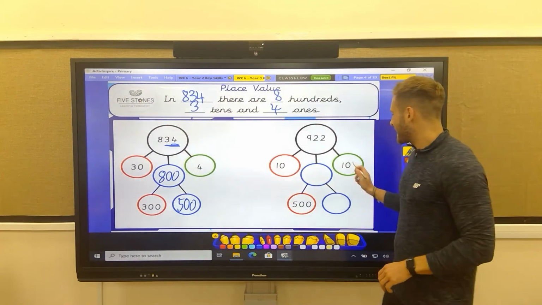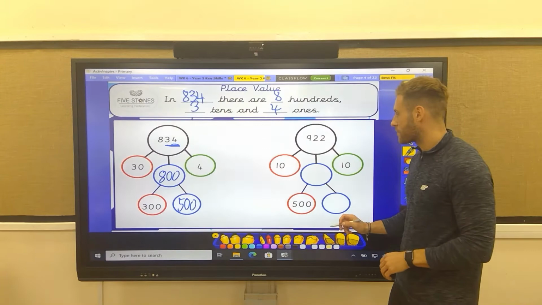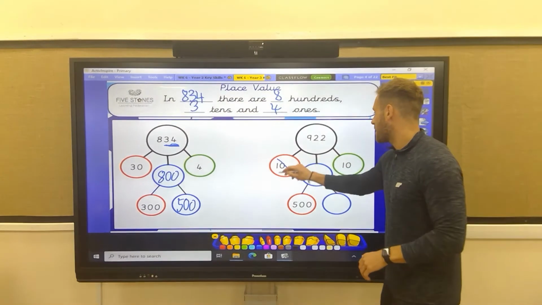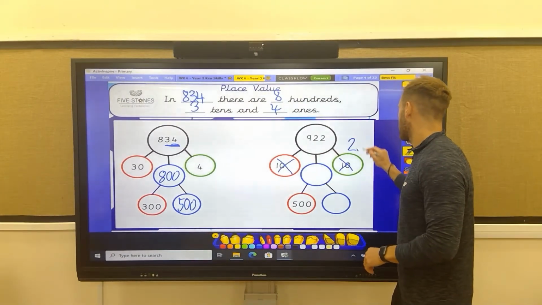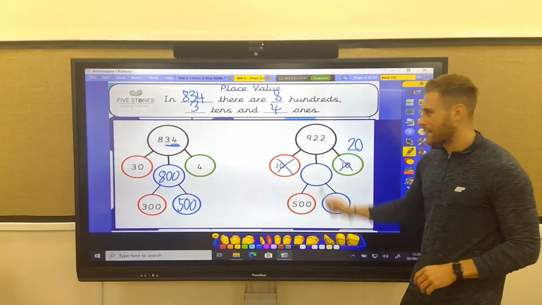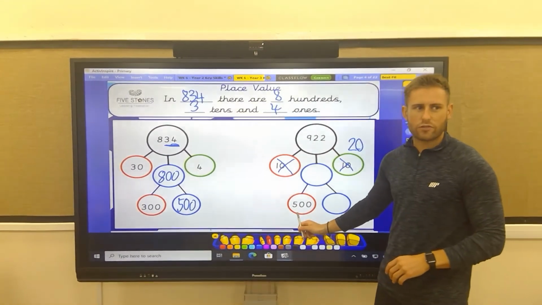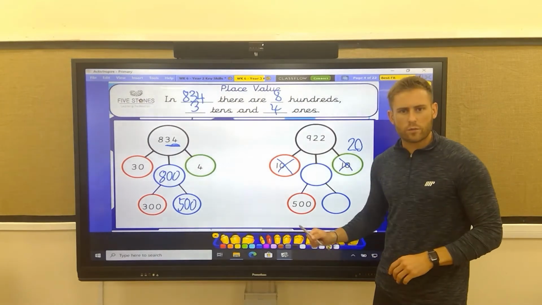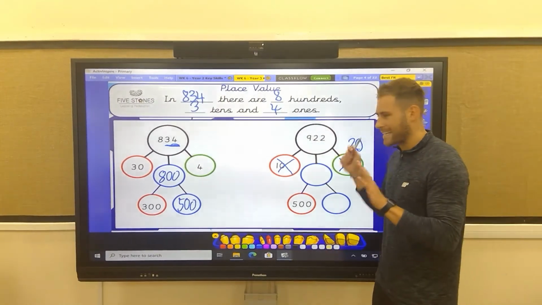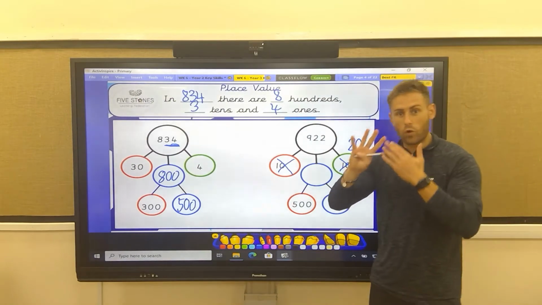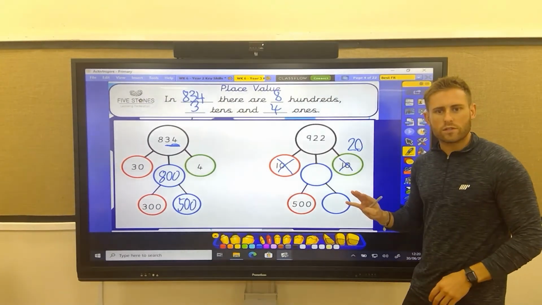Great, so we can see 10 and 10 gives us 20. So actually here we have 20. Our whole says we need 922 and we've only got 500 here, haven't we? So how many hundreds are we missing? 500, we need 900, we're missing 400, but we're also missing some ones as well, aren't we?